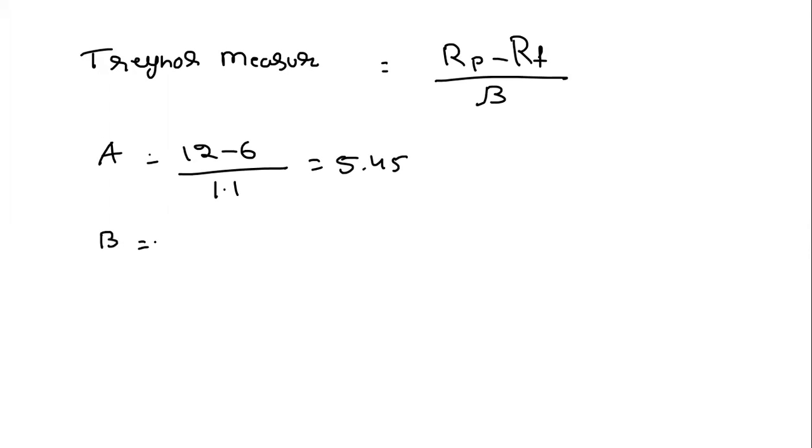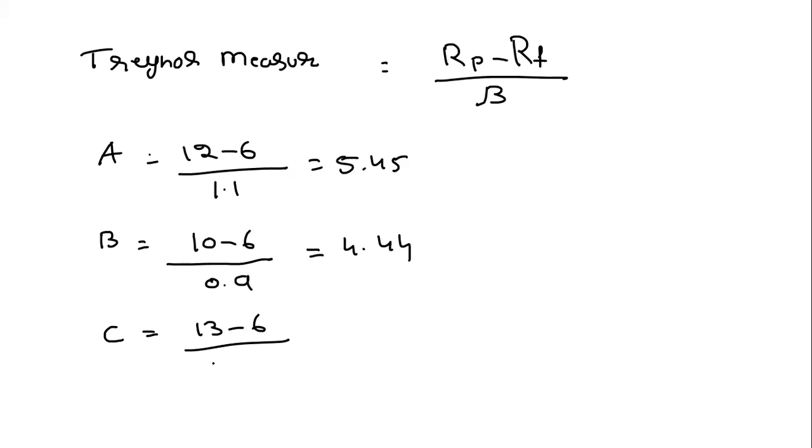Now for security B, that is 10 minus 6 divided by 0.9. So here it will be 4.44. And for C, here it is 13 minus 6 and divided by 1.2. So we get the value 5.8. So this is using the Treynor measure.